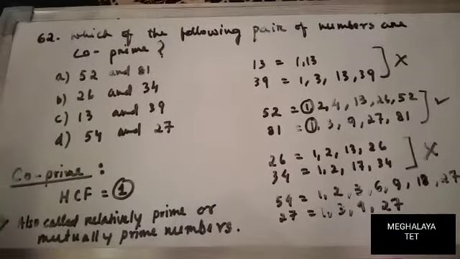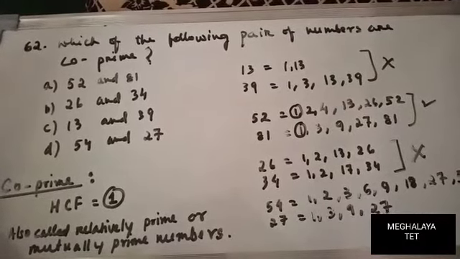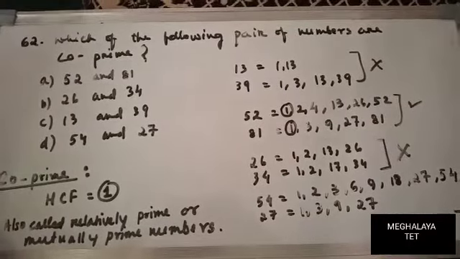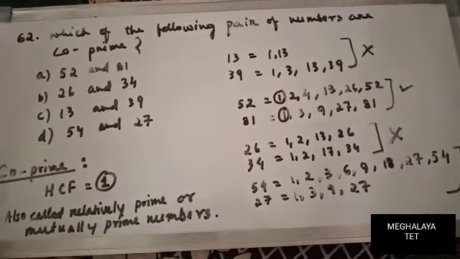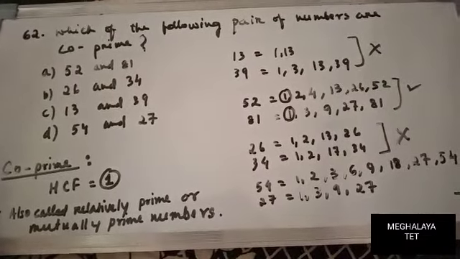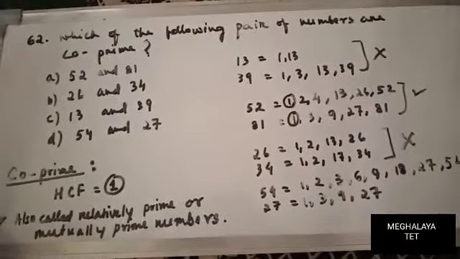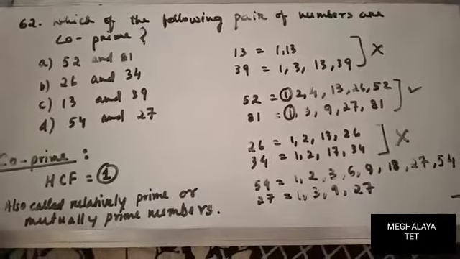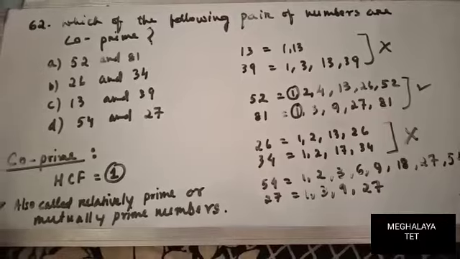Question number 62. They have asked which of the following pairs of numbers are coprimes. They have given four pairs of numbers, and we have to find which pair satisfies the coprime property. We have to find out from the pairs, four pairs, which pair is coprime.